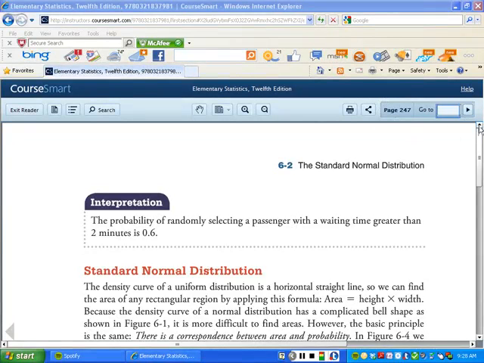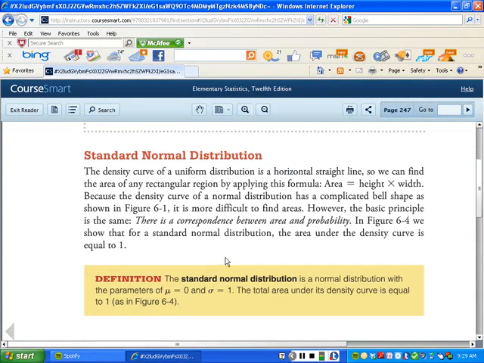Go. Starting definitions for test 3. We're on page 247 to start off. Our very first definition deals with the standard normal distribution. It's this one right here. You want to know all of this. Standard normal distribution. You want to know what the mean and standard deviation is. You also want to know what the area under the curve is.